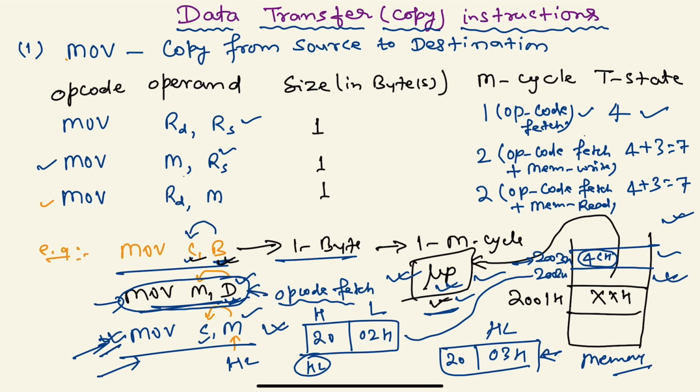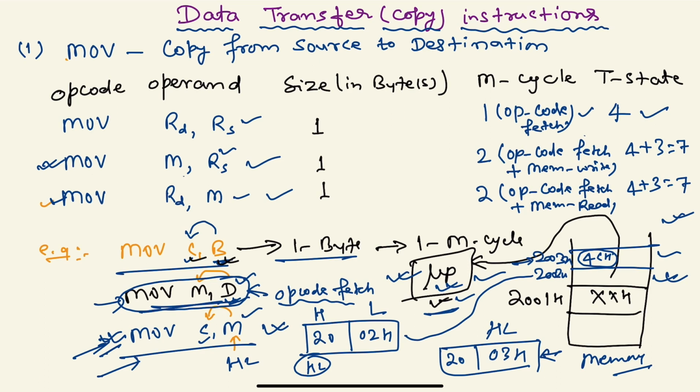So here we can say, what is the basic difference between this and this? Both have similarities: both are 1 byte in size, and the total number of machine cycles is 2 for move M comma RS or move RD comma M. The second similarity is that their number of T states is the same, 7. But there is a dissimilarity. In move M comma RS, the second operation is memory write, and for move RD comma M, the second operation is memory read.